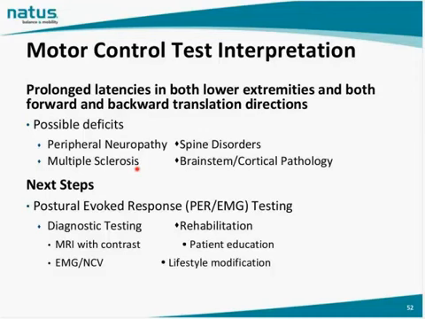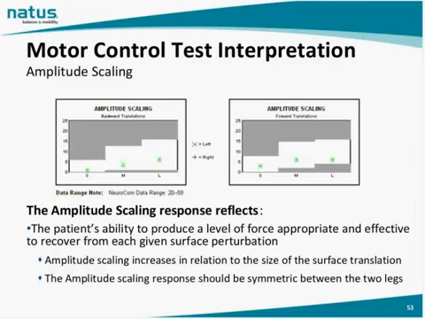You can't look at that data and say that person has multiple sclerosis or brainstem issue or peripheral neuropathy per se. It's telling you that the system itself is not working correctly, that in all probability it's neural of some form, and you need now to go on further with such exams such as the postural evoked response, further diagnostic testing, EMG, NCV type examinations to pull that problem further and further apart.